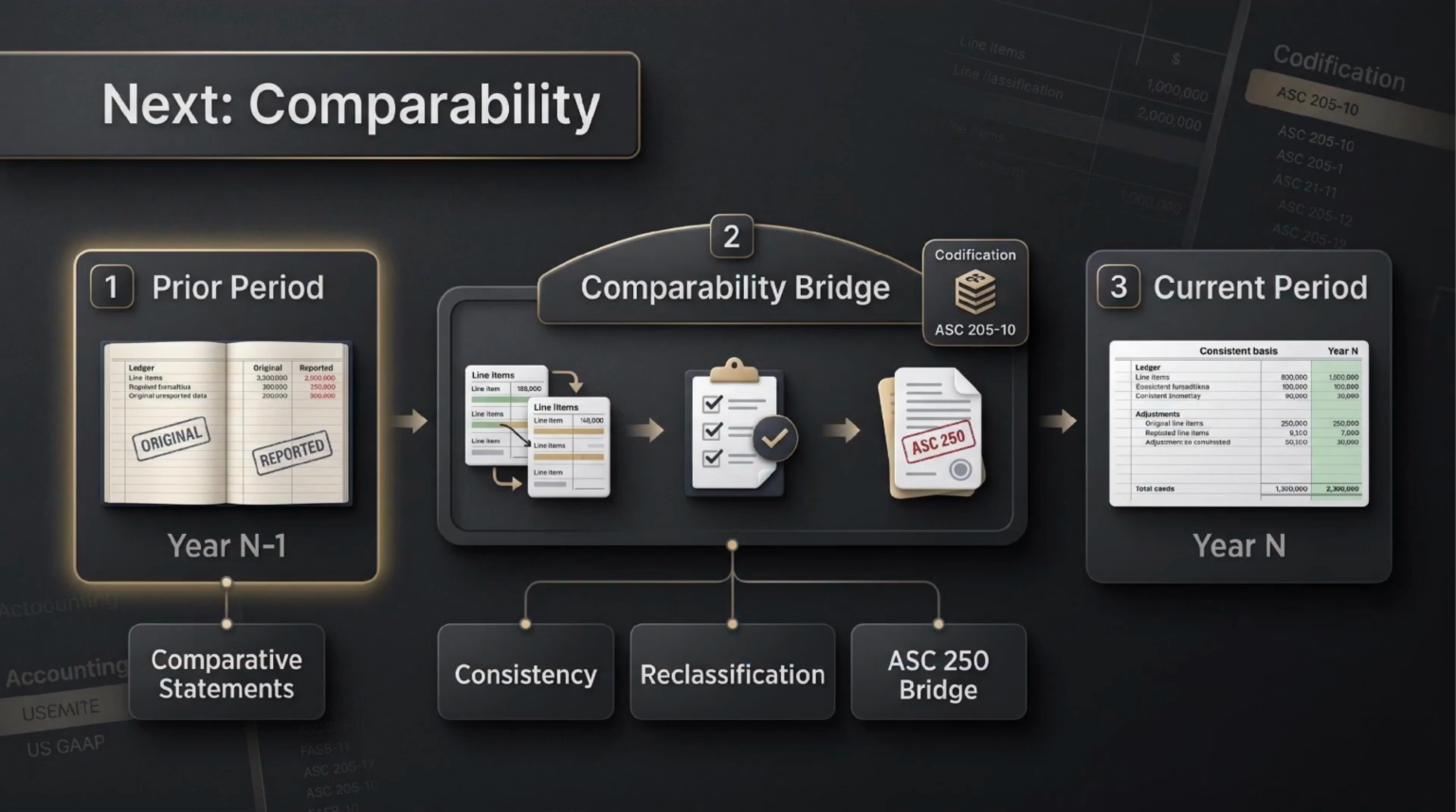In the next episode, we will go into ASC 205-10 and focus on comparability. Why do prior periods need to remain readable? When should presentation be reclassified? How does consistency protect trend analysis? And where does ASC 250 enter the picture? That is where the real mechanics begin.